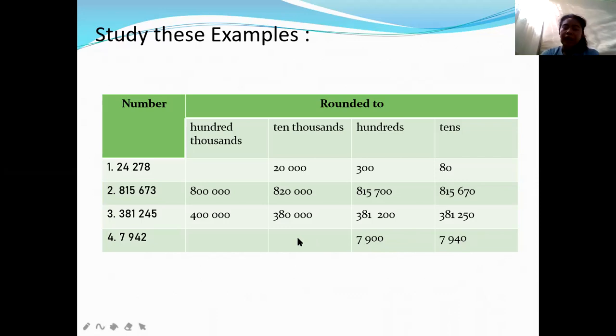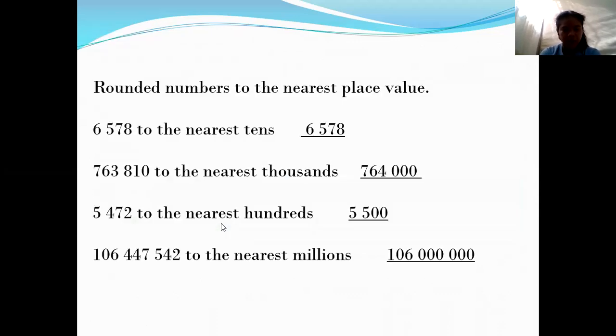So again, the rule in rounding of numbers: if the next number to the right of a number is 5, 6, 7, 8, 9, we are going to add 1. Then if the next number to the right of the number to be rounded off is 4, 3, 2, 1, we are going to retain the number. Then copy the number on its left and make the numbers to its right 0. Okay, next.